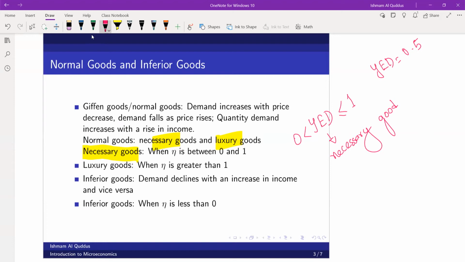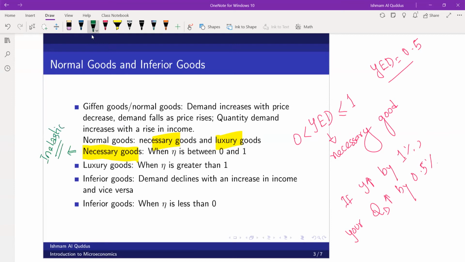But I also want you to understand how to interpret this. Just like the price elasticity of demand, YED can be explained in this way. If income increases by 1%, your quantity demand will increase by 0.5%. Now, these necessary goods, remember these goods are inelastic. So remember this, necessary goods are often inelastic.